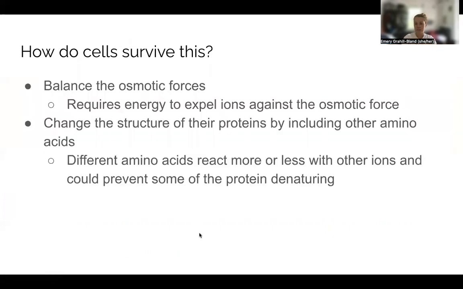So how do cells survive pH gradients? They have to, again, balance the osmotic forces, and it requires energy to expel the ions and balance that force, or bring in ions like they would in a high salt concentration. They also can change the structure of their proteins by including other amino acids.